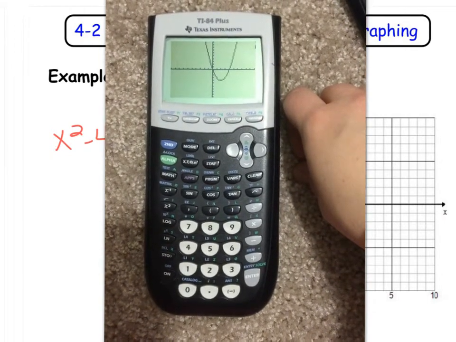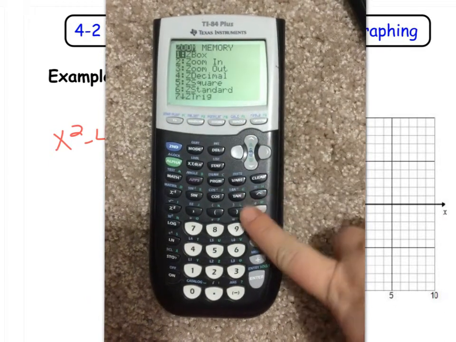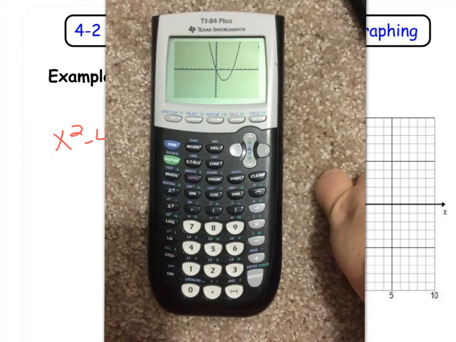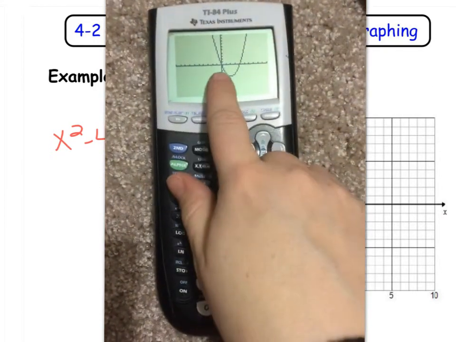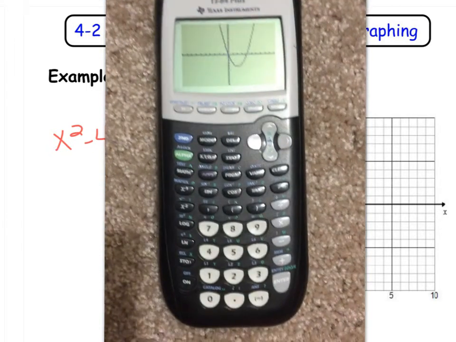If your window is not the standard window, remember you can go to zoom 6. Zoom, and then you can hit 6 to do ZStandard. And then our answers are the x-intercepts. So we can kind of see them here. It looks like 0 and 4, but we need to confirm that.